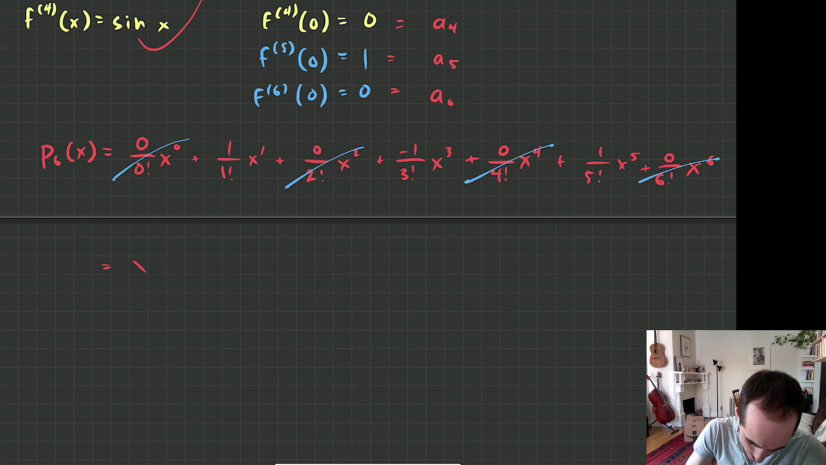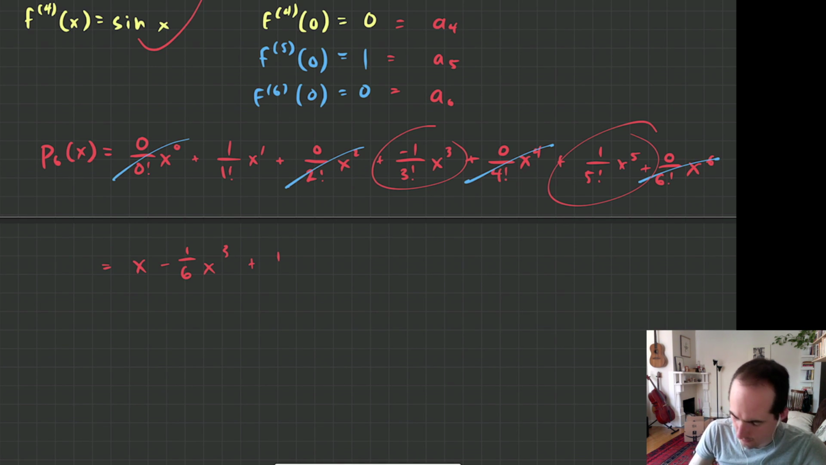So this is going to be x, I guess it's just x, right? Because it's 1 over 1. This next one here is negative 1/6 x cubed. And then this last one here is 1 over 5 factorial. So what is that? 120? Yeah, I think you're right. I think it's 120. So plus 1 over 120 of x to the 5.